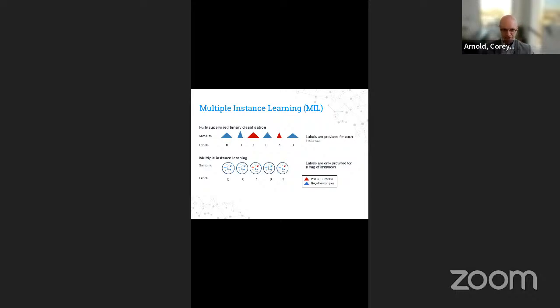In our typical fully supervised classification scenario, we have instances or samples, and each one is directly labeled. So here you can see blue triangles are zeros, red triangles are ones. In a multiple instance learning scenario, instead of individual samples with labels, you have bags of samples with labels. So you can see here a bag with all blue triangles gets a 0, but if there's a single red triangle within that bag, it gets a score of 1. And so with enough data, and the right models, you can begin to learn the association between that label 1 and the red triangle within the bag.